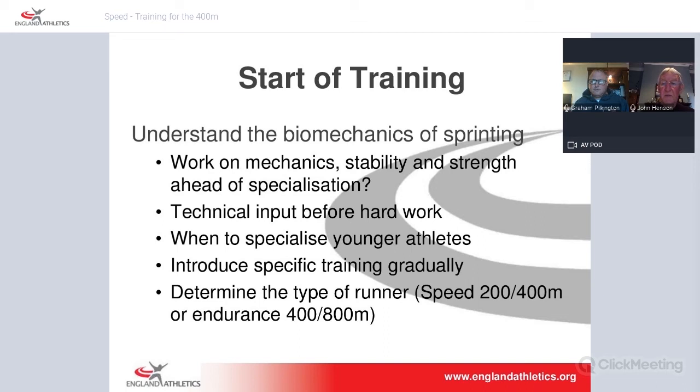any particular athlete. Brilliant. And John's already picked up, determine the type of athlete. Are they a 200 runner moving up to the 400, or are they an 800 meter runner moving into the 400? And that may inform where you want to spend perhaps more training time. So with 200 runners, you may be looking at a bit more endurance. With 800 runners coming down to the 400, you may be looking at a bit more speed within your training programs.